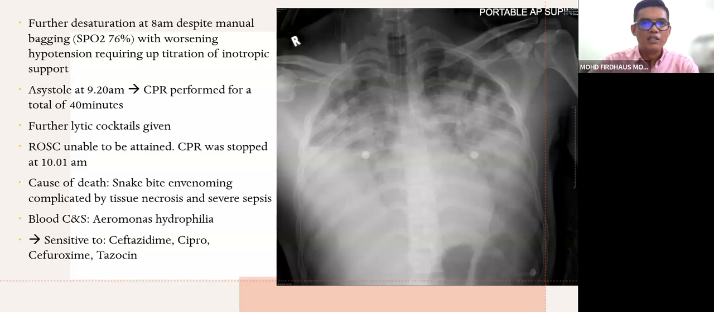So Rex was consulted, and the cause of death given was snake bite envenoming complicated by tissue necrosis and severe sepsis as well. The initial blood cultures came back with Aeromonas hydrophila, which is sensitive to ceftazidime, ciprofloxacin, cefuroxime, and Tazocin as well. This is basically the chest X-ray post-intubation showing the diffuse haziness and opacification of bilateral lungs. I think that's all from me.